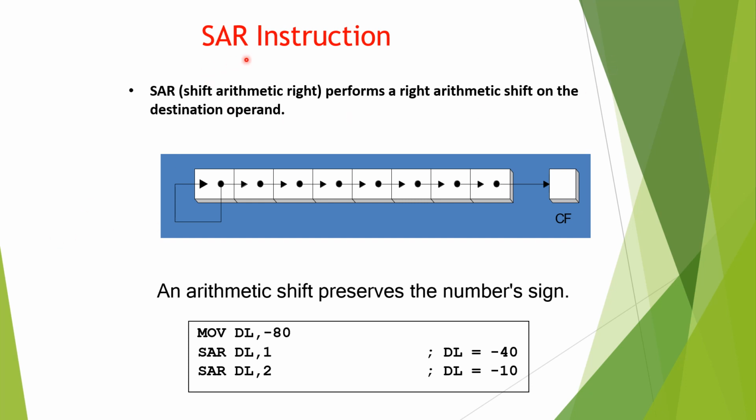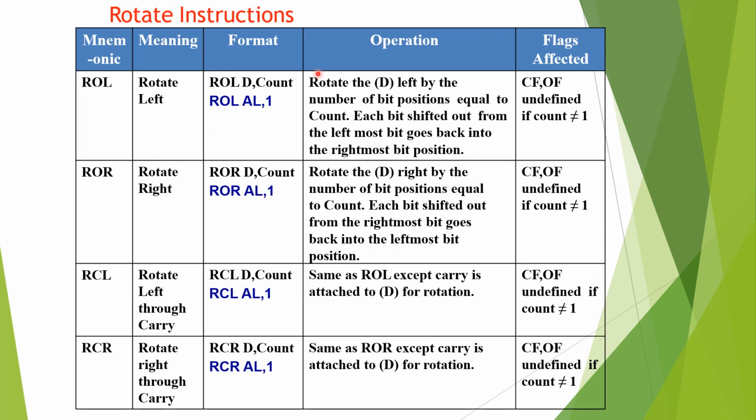And for the shift arithmetic right instruction, the MSB is preserved. So whatever value is present in the MSB has to be maintained in the MSB itself. Then we move to the rotate instructions. ROL stands for rotate left, ROR stands for rotate right, RCL stands for rotate left through carry, and RCR stands for rotate right through carry. The format is ROL D, count. Here the data inside the register or the data available in the memory location is rotated from LSB to MSB in a rotating manner, based upon the count specified by the user, that many number of times.